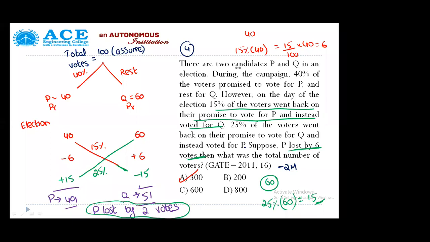Sir, if suppose they mention in the question, okay, P lost by 4 votes, it means we should do into 2. P lost by 10 votes means into 5. You got 2, you want 10, means into 5 you have to apply.